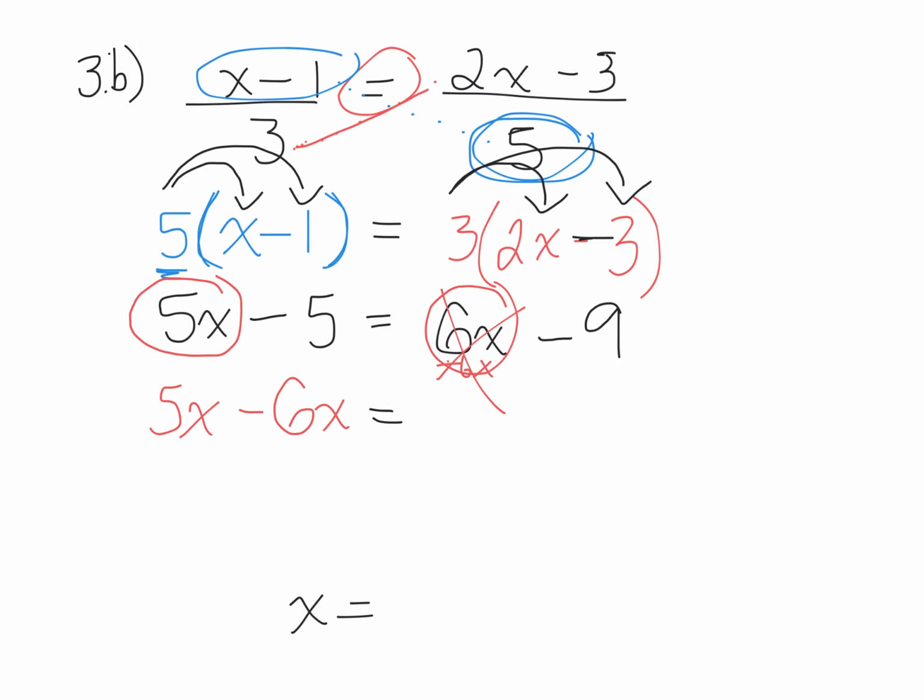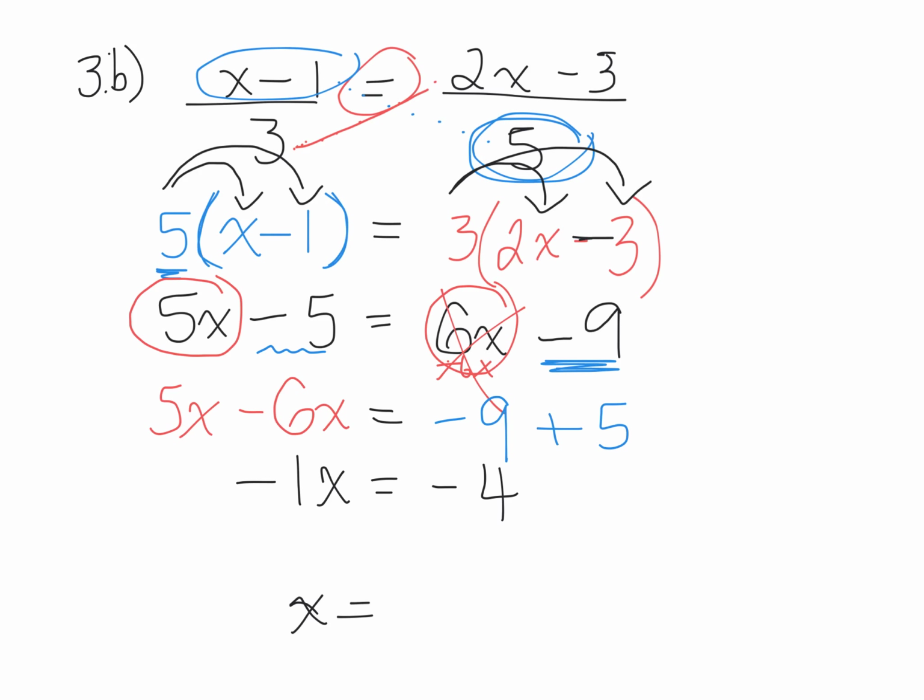So now I've grouped my like terms together, my x's together. But on the right side, I have a negative 9, so that's going to stay there. On the left side, I had a negative 5. I want to get rid of that, so what does it become? Plus 5. Okay, now we can simplify. What's 5x take away 6x? Negative 1x, or negative x, good. And then we have negative 9 plus 5 is negative 4.